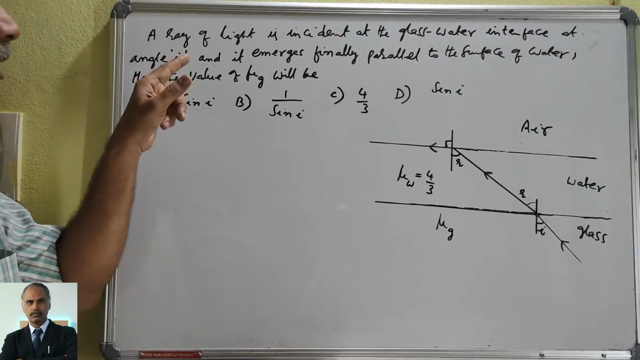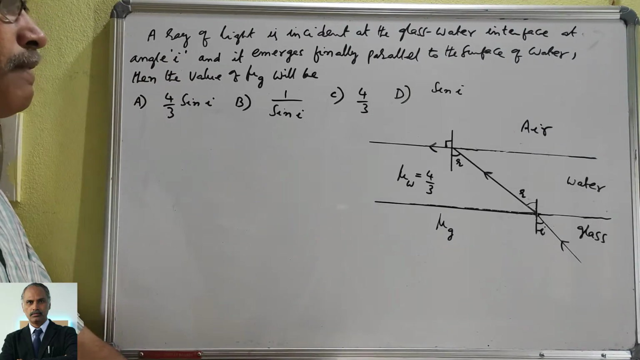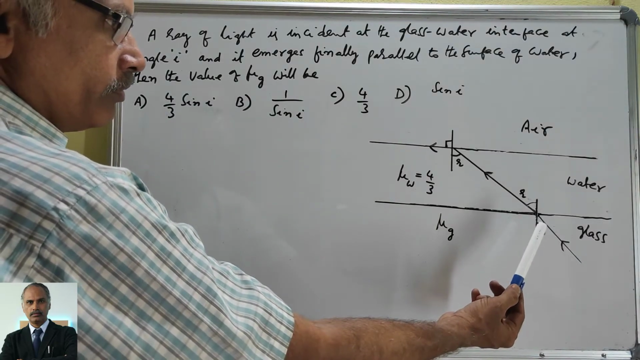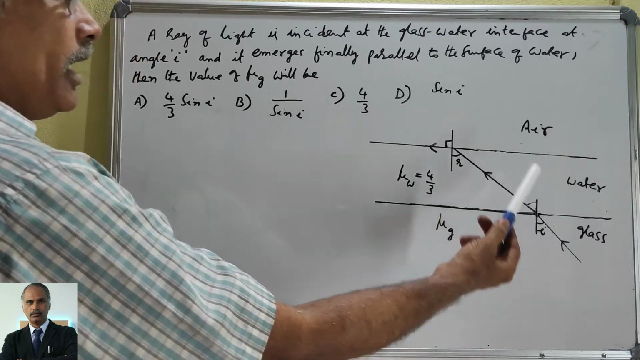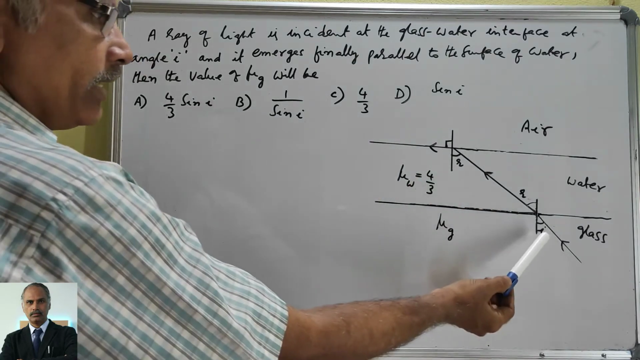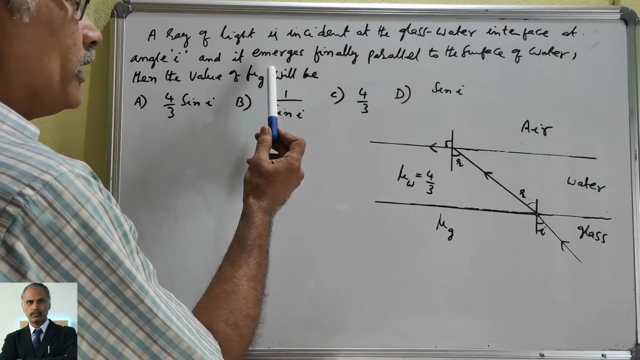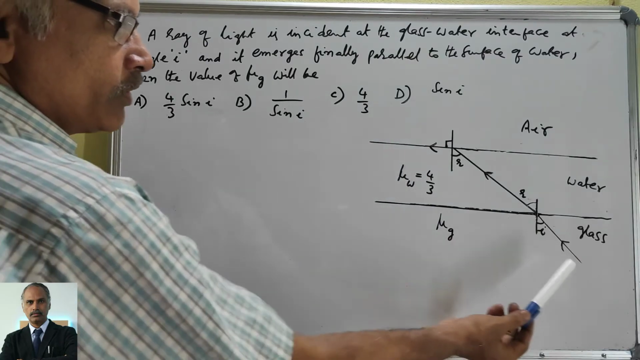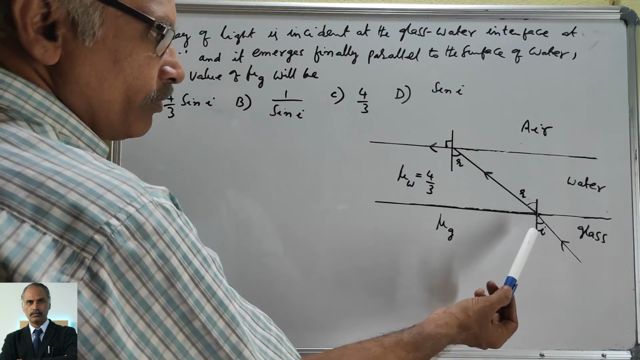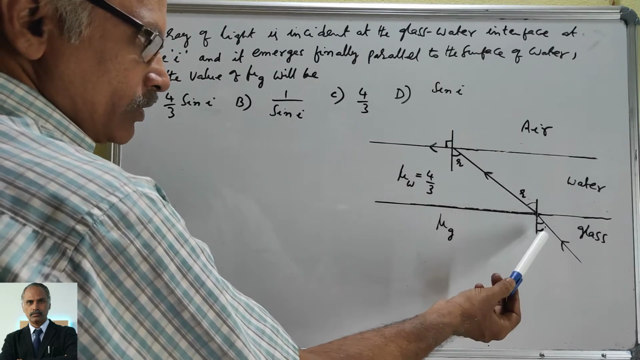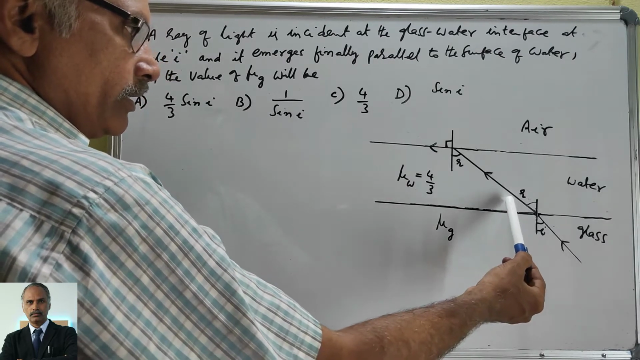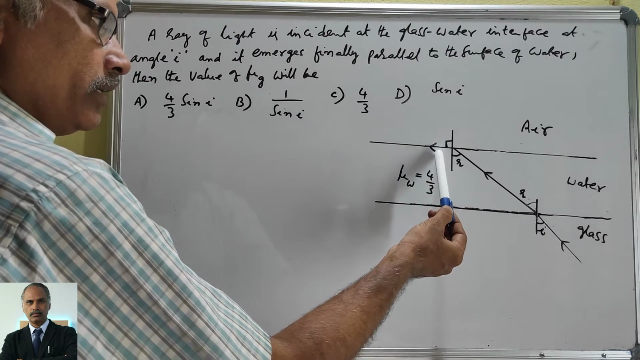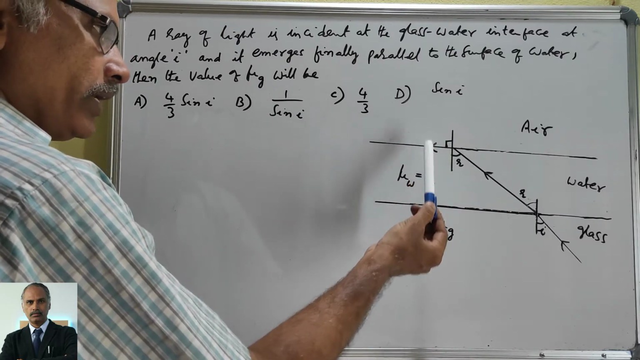The problem is: a ray of light is incident at a glass-water interface at an angle of incidence I, and finally the light ray emerges parallel to the surface of water. So this is the light ray incident from glass to water, with angle of incidence I, and it refracts into water. While coming from water to air, it travels grazing the surface of air and water.